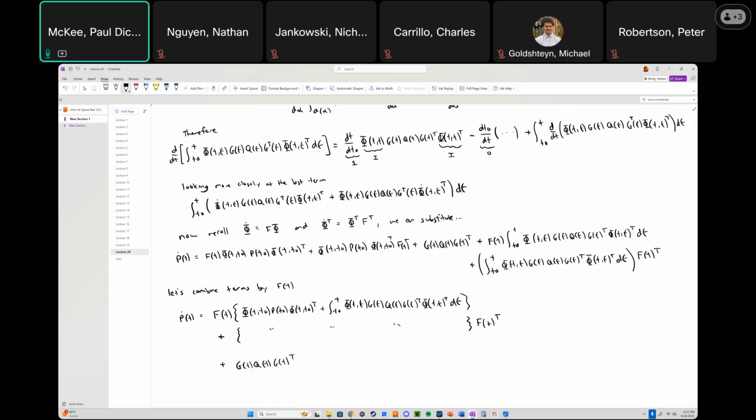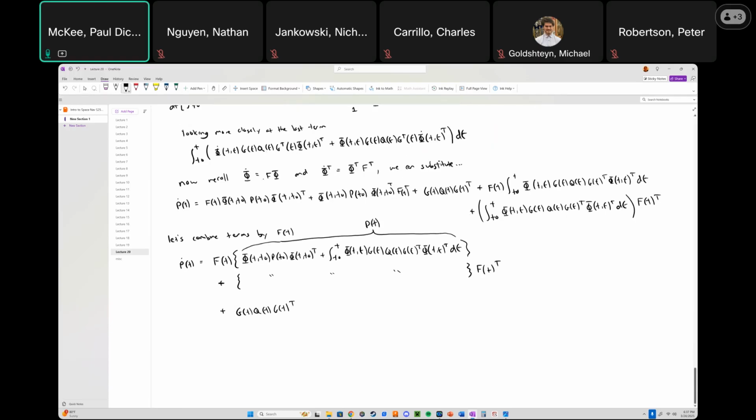And here's the thing, this middle term, which I'm feeling too lazy to write right now, if you look, is just P of t. Which means we can massively simplify this problem and say P dot of t is F of t P of t, plus P of t F of t transpose.